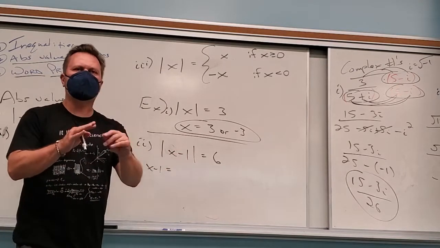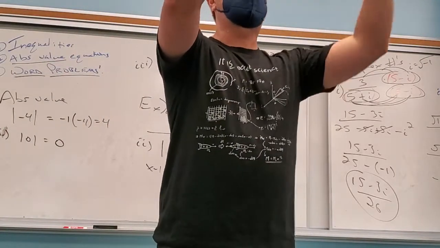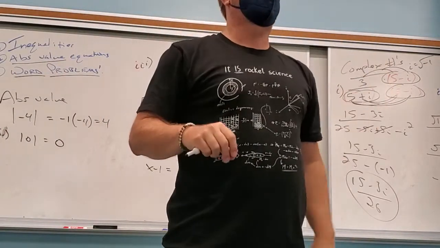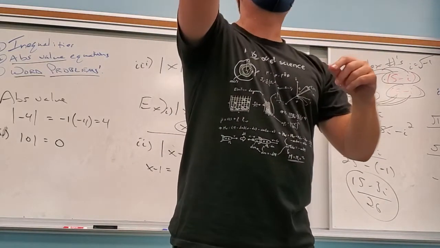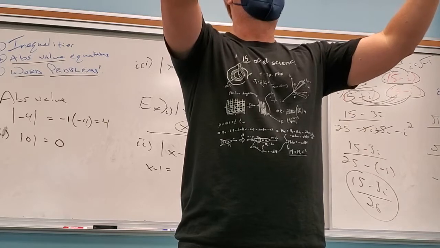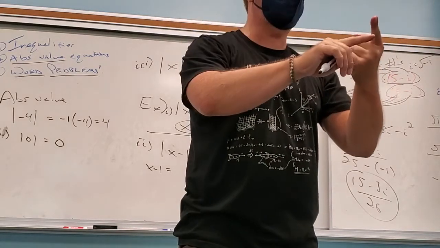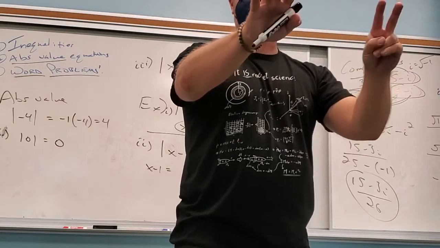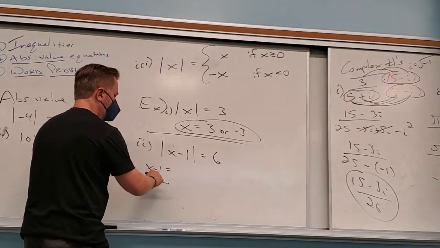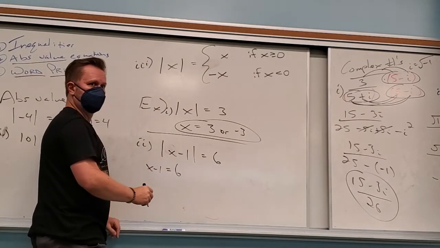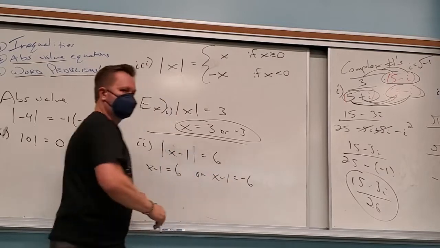I'm not saying what x is. Stay with me now. I've got an absolute value of something is 6. What could that something be? Absolute value of what is 6? 6 or negative 6. So whatever's inside the absolute value could be 6 or it could be negative 6. You with me? So the thing that's inside could be 6 or could be negative 6.